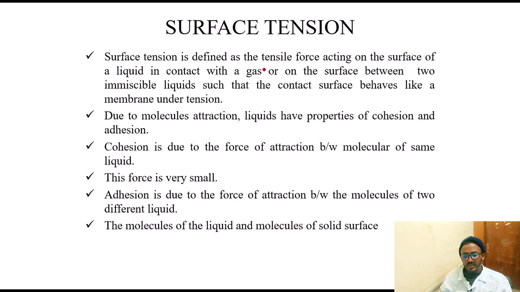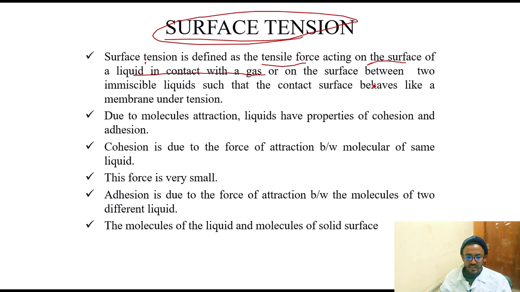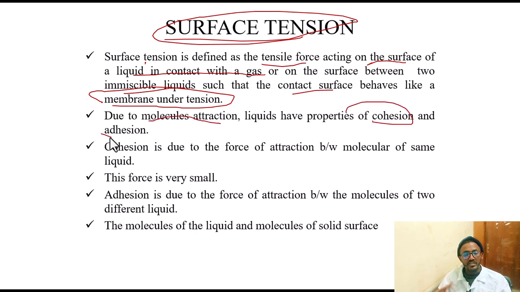The other concept is surface tension. Surface tension is defined as a tensile force acting on the surface of a liquid in contact with gas, or on the surface between two immiscible liquids, such that the contact surface behaves like a membrane under tension. Due to molecular attraction, liquids have properties of cohesion and adhesion, right?